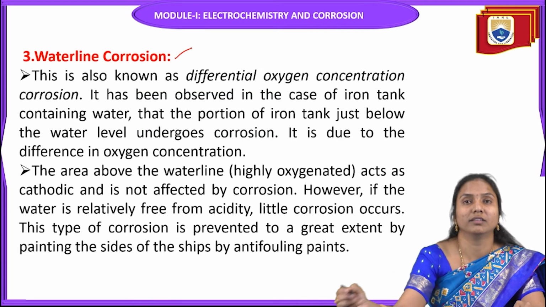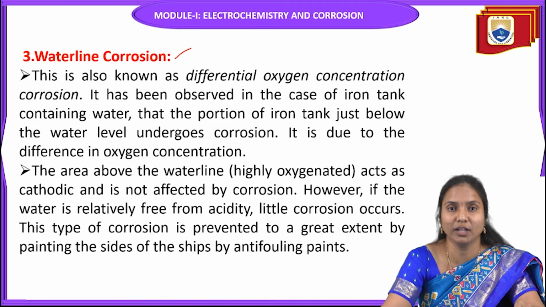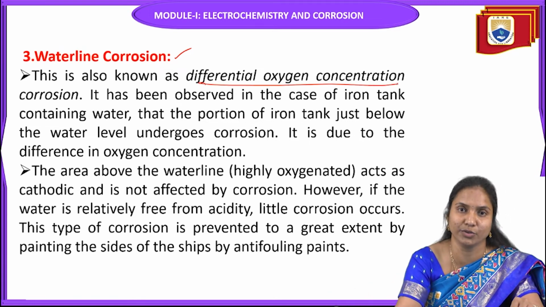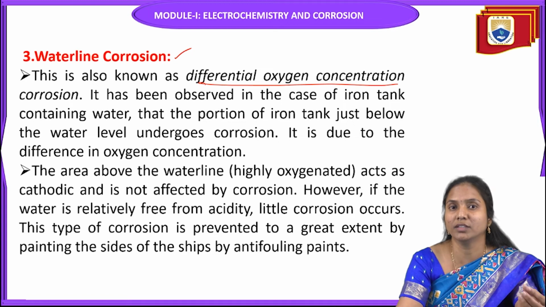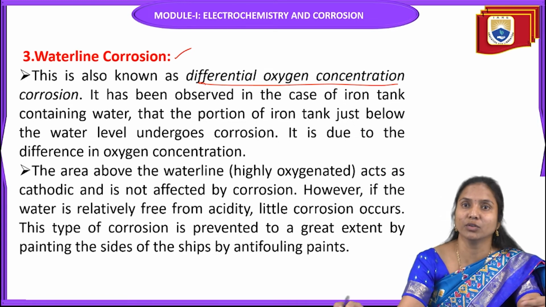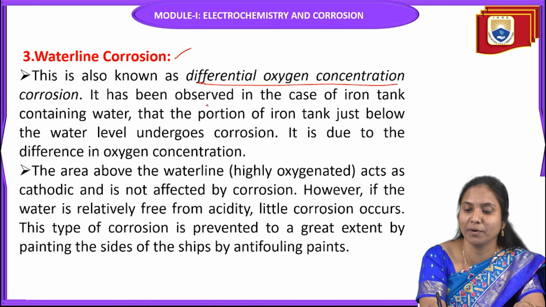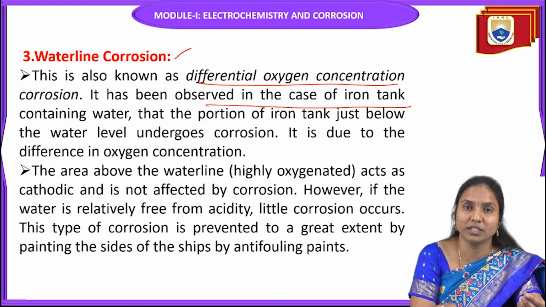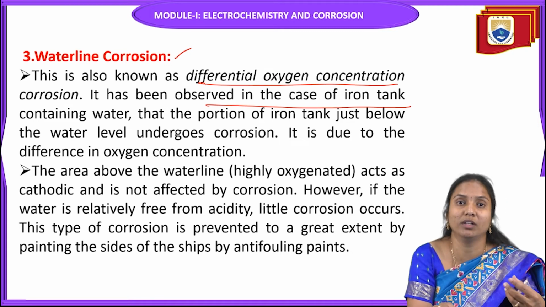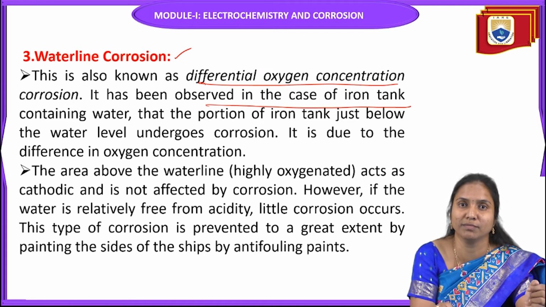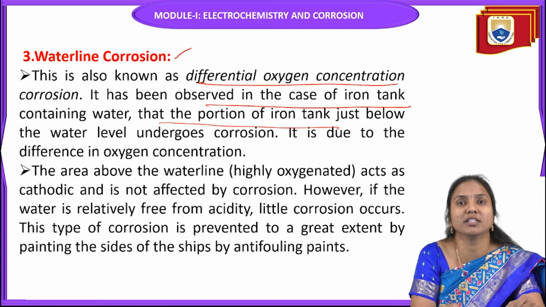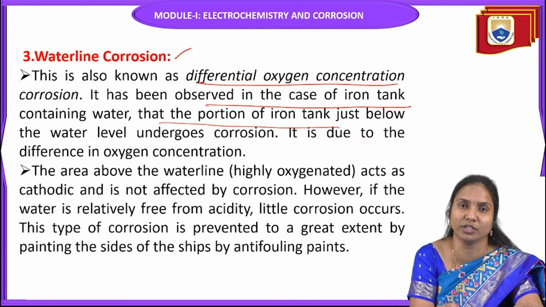Now we discuss the third type of wet corrosion, which is waterline corrosion. It is similar to concentration corrosion, so it is also known as differential oxygen concentration corrosion. Same thing, the oxygen levels are different. This type of corrosion is mainly observed in iron tanks containing water. So in this case, the portion of the iron tank just below the water level undergoes corrosion.